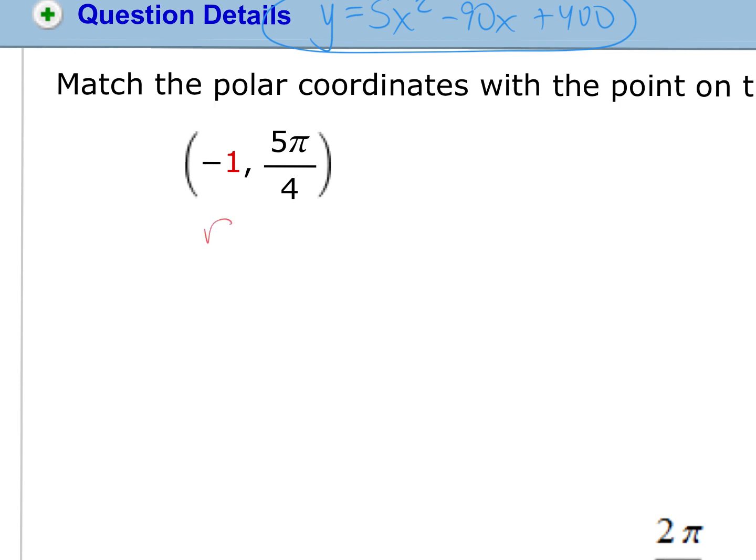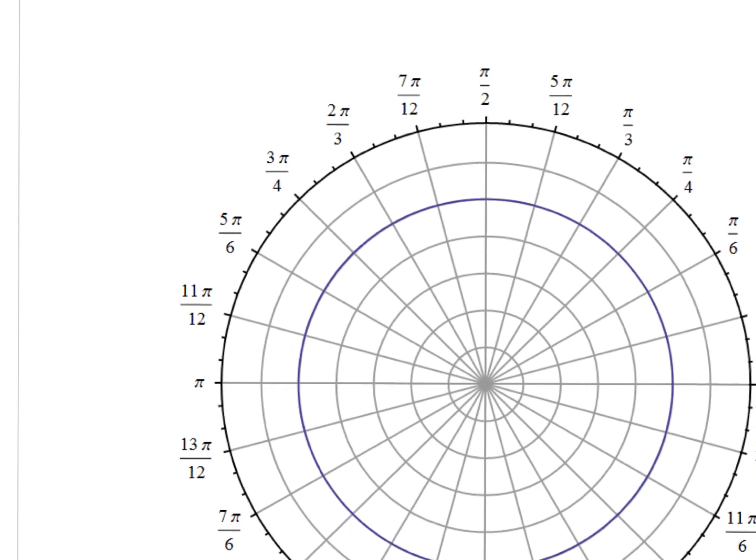It's your r. And what is 5 pi over 4? It's your theta. So what this is telling you is to find 5 pi over 4. And are you going to move 1 unit towards the angle or 1 unit away from? Why away? Because it's negative. Perfect.